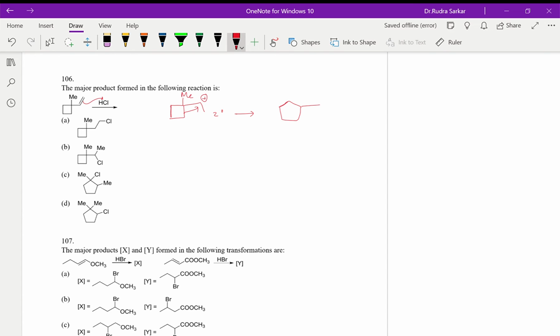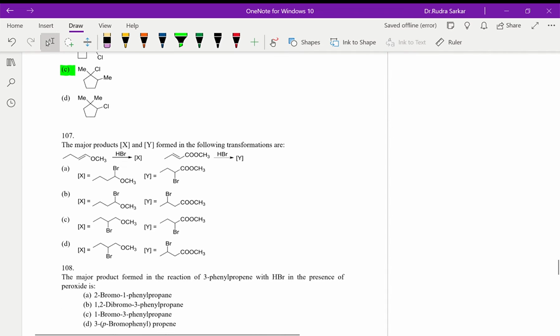So there is a methyl and there is a methyl over here. And since the bond is breaking from here, we will say the plus charge is going to be here. And now the Cl, which is in the medium, will act as a nucleophile and attack over here. And so our product will be having a structure as I'm writing something like this. And if we match, then we will say the correct answer over here is going to be C.